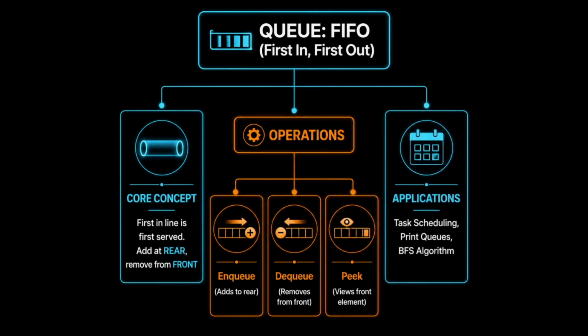There are several variants. A double-ended queue, or deque, allows insertion and deletion at both ends. A priority queue doesn't follow FIFO. Instead, the element with the highest priority is removed first. Queues are commonly used in task scheduling, data buffering, and BFS.